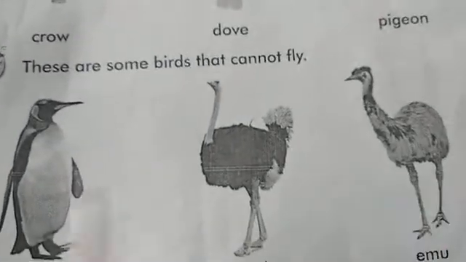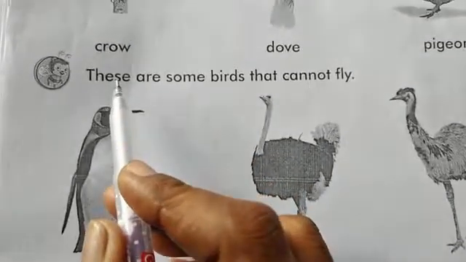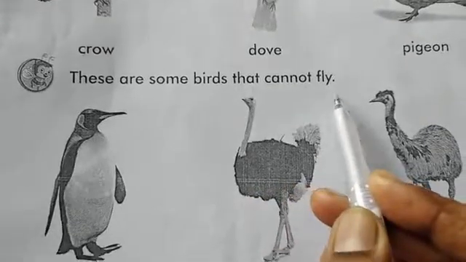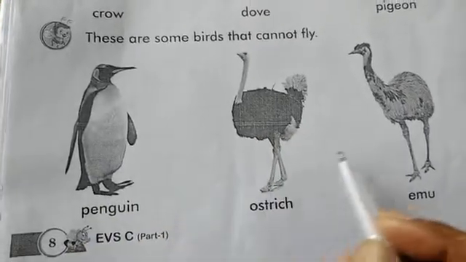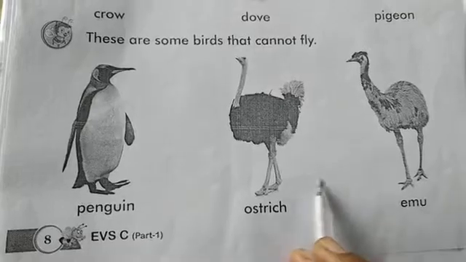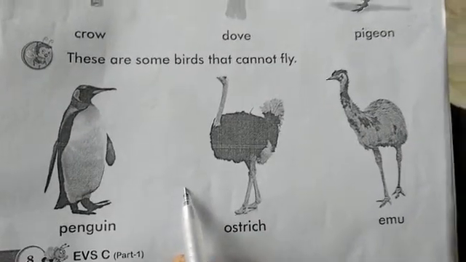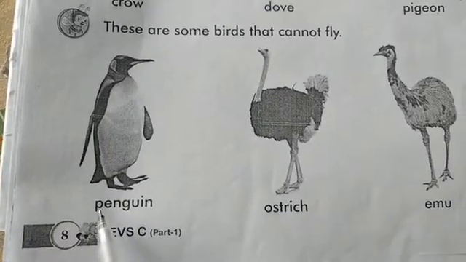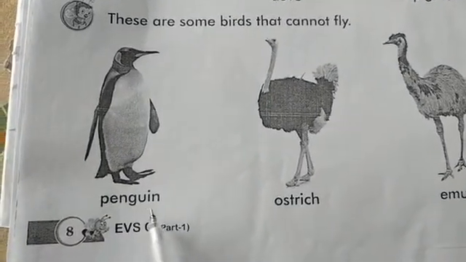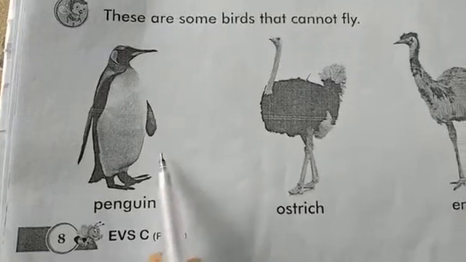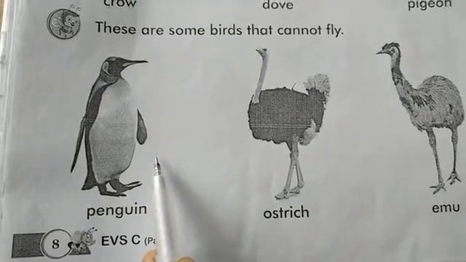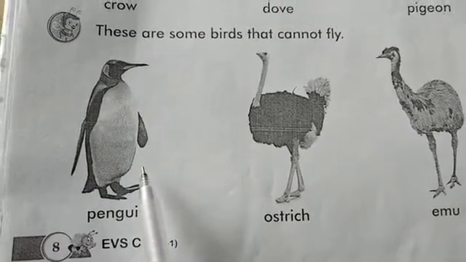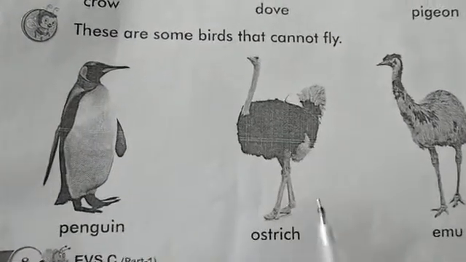Okay? Now, next. These are some birds that cannot fly. Here also some birds' pictures are given which cannot fly. So first is penguin. P-E-N-G-U-I-N. Penguin. Penguin cannot fly. It walks but it cannot fly.